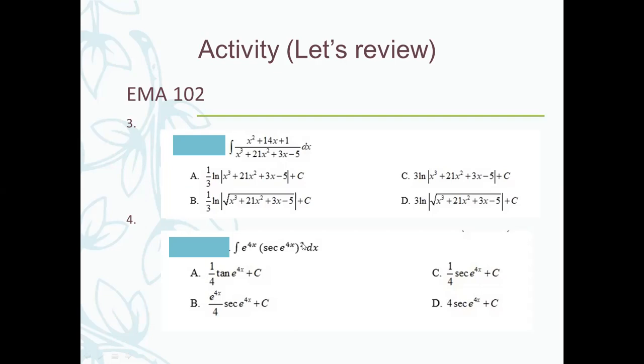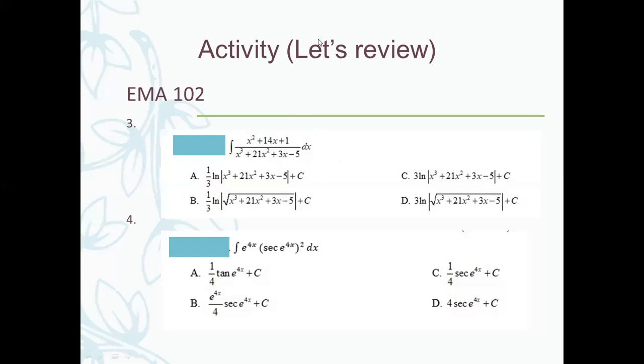Whenever you're given a rational expression or a fraction, you have to check the degree of the polynomial in the numerator, the same thing with that of the denominator. So if the degrees are the same or if the degree of the numerator is greater than that of the denominator, you will divide. If the degree of the numerator is less than the denominator, you are to check if ln will work. If not, you have to factor the denominator and use the method of partial fractions, or simplify first before you use the method of partial fractions.